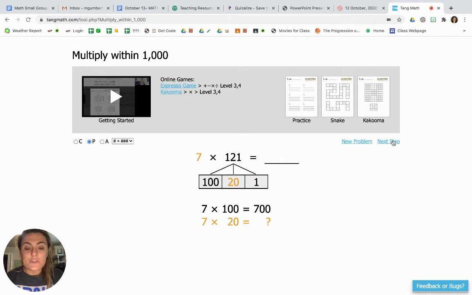Then we do 7 times 20. Well, we know 7 times 2 is 14. And then we add 1 zero on the end to make it 140. And then 7 times 1, well, we know any number times 1 is itself, so it's 7.